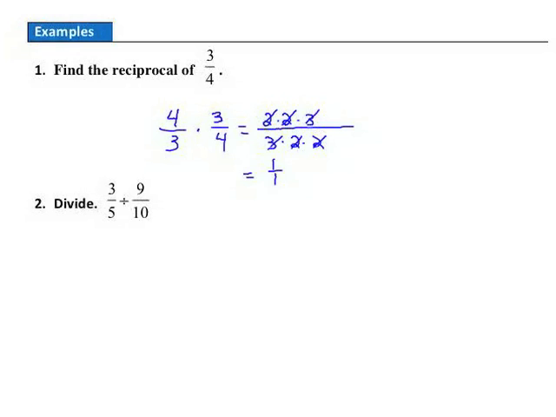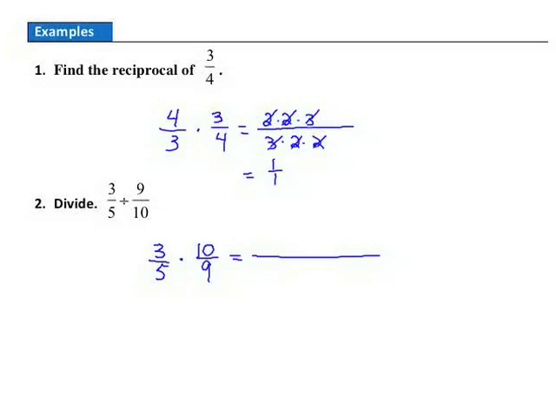Example 2. We're asked to divide 3/5 by the fraction 9/10. What we want to do is change this division problem into a multiplication problem. The way we do that is we write the original fraction as is, 3/5. Now I'm going to change division to multiplication, and take the reciprocal of that second fraction, which is 10/9. So I've changed this division problem into a multiplication problem by multiplying by the reciprocal of the second fraction.